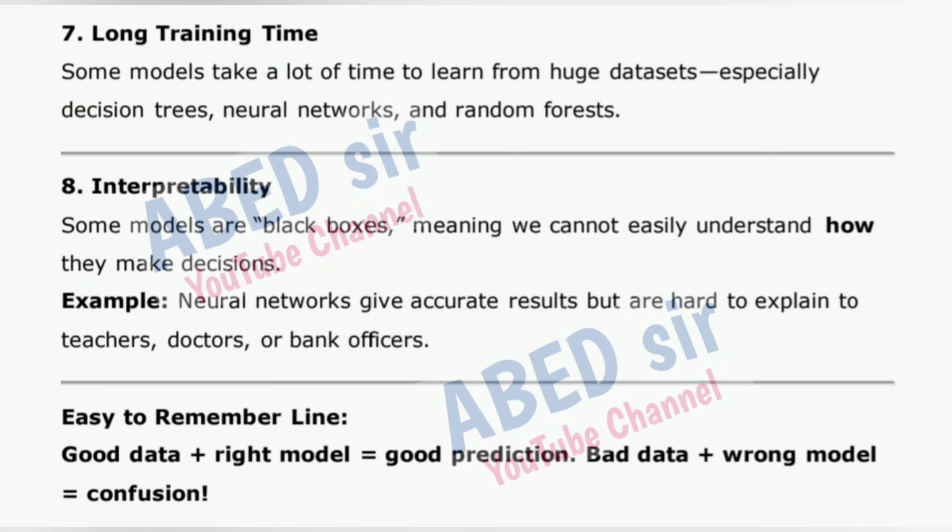7. Long training time. Some models take a lot of time to learn from huge datasets, especially decision trees, neural networks, and random forests. 8. Interpretability. Some models are black boxes, meaning we cannot easily understand how they make decisions. Example, neural networks give accurate results, but are hard to explain to teachers, doctors, or bank officers. Easy to remember line: good data plus right model equals good prediction. Bad data plus wrong model equals confusion.